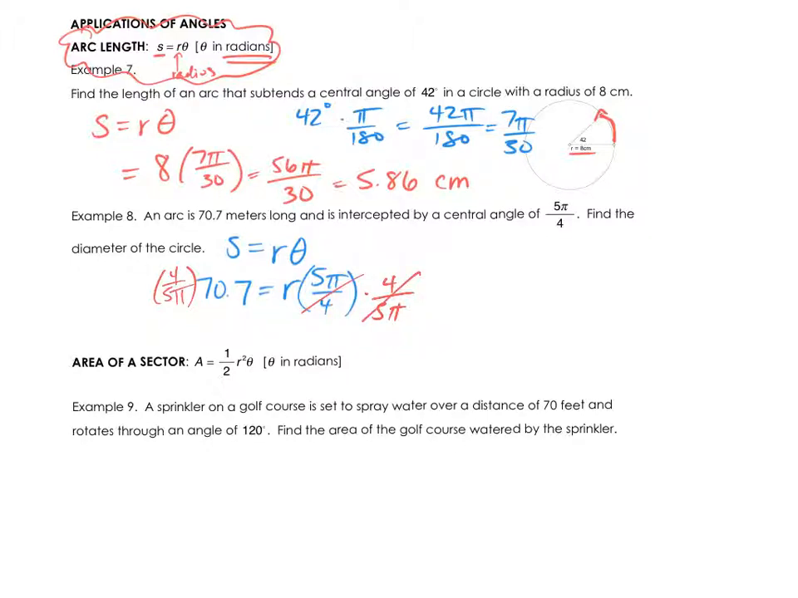So these cancel, and I'm left with r equals 70.7 times 4 all over 5 pi, which when I put that in a calculator, I get that r equals 18, let's see, our units are meters. And so in order to get from the radius to the diameter, I multiply that by 2, so my diameter equals 36 meters.